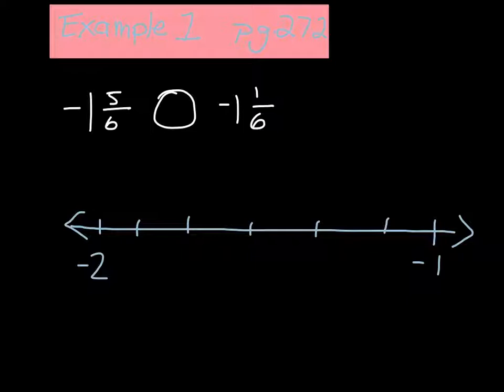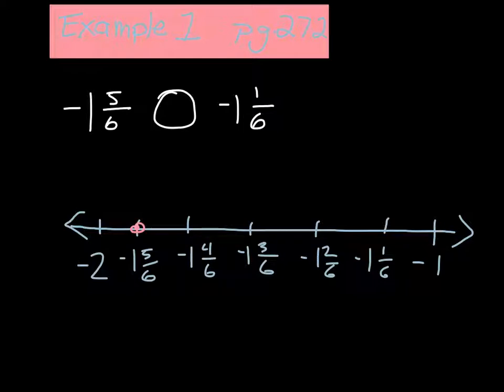I'll go ahead and label those as -1 and 1/6, -1 and 2/6, and so on, -1 and 3/6, -1 and 4/6, -1 and 5/6. And then I'll go ahead and graph my plots on my number line. So -1 and 5/6 is this spot here, and -1 and 1/6 is here.